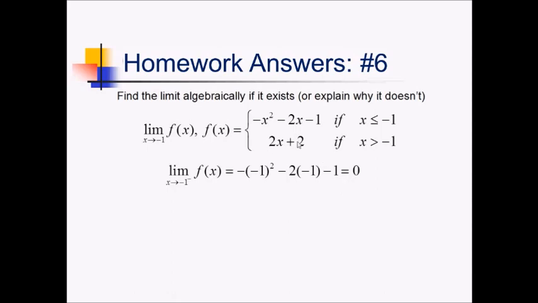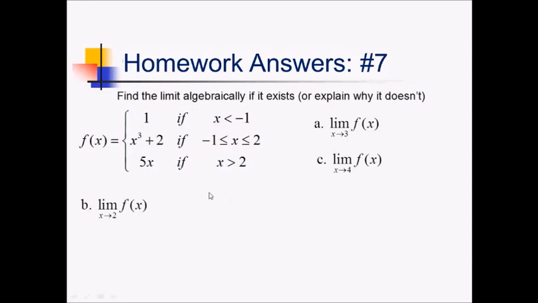And now for the after rule, we've got 2 times negative 1 plus 2. That's negative 2 plus 2, which is also 0. Since these match up, since 0 equals 0, since the left and the right match, that means the two-sided limit exists, and it's going to be whatever they agree on, which in this case is 0.